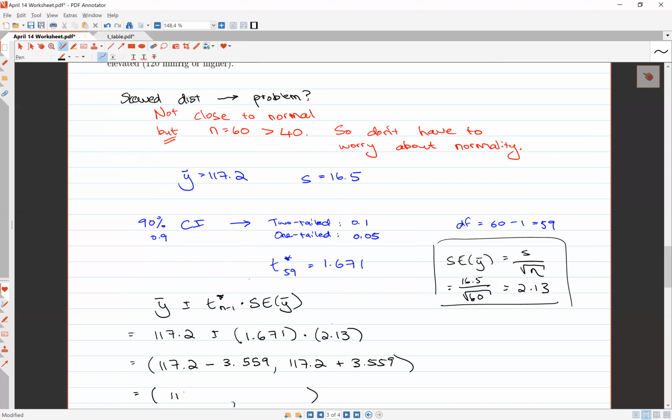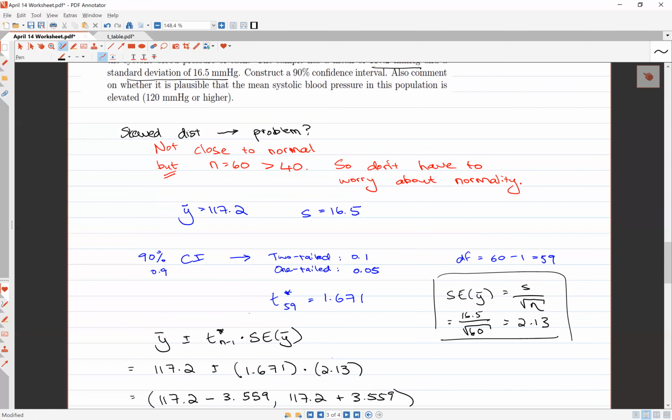So our confidence interval ranges from 113.641 through 120.759.